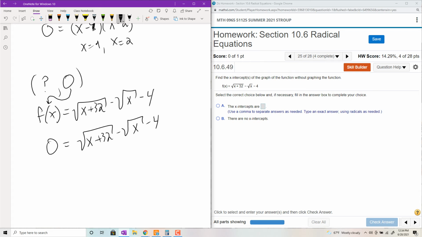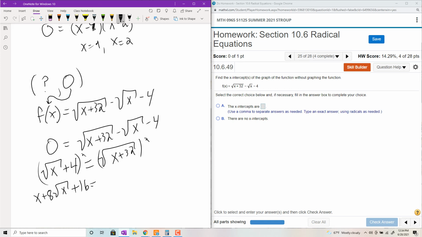This is going to be one of those ones where you have to square both sides twice. So let's move the square root of x minus 4 there, square root of x plus 32 here. Square both sides. So you've got a FOIL on the left, so you get x plus 8 square root of x plus 16. On the right, the square root goes away. So try to get the square root of x all by itself, so move the x and the 16 to the right. Divide both sides by 8, and so x looks like it's probably 4.